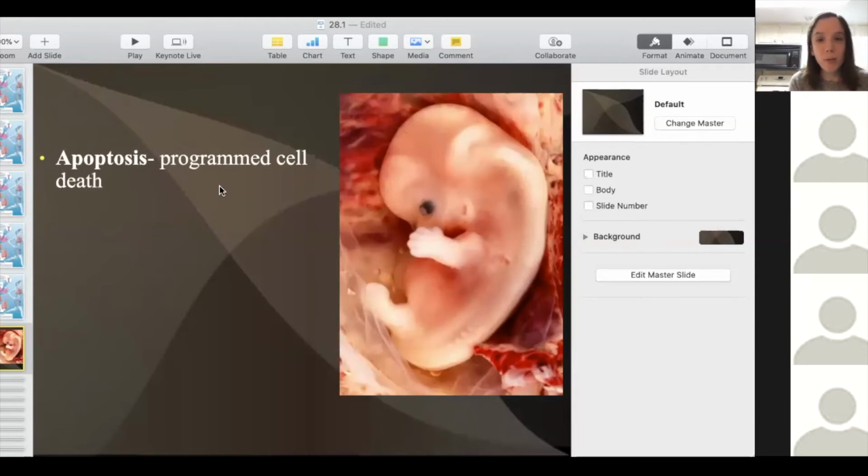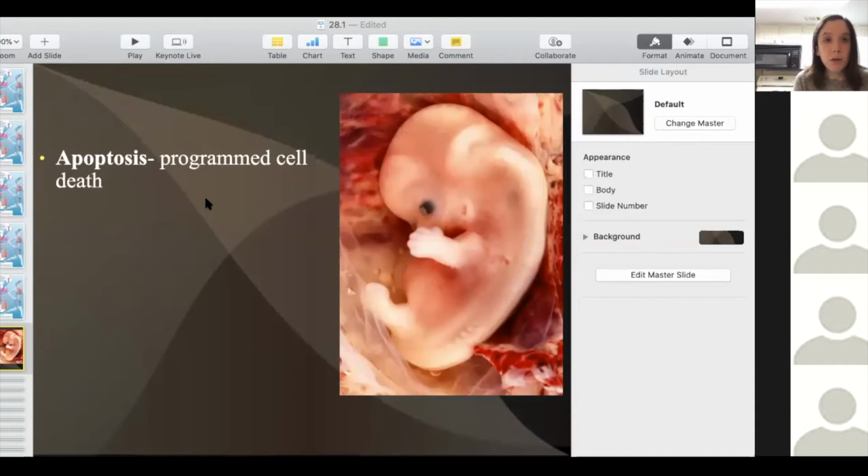Apoptosis is programmed cell death. And so some cells in your body are supposed to die after a certain amount of time. Your blood cells, for example, have about a 3-month lifespan. And every second you lose about 2 million blood cells. So they're constantly dying, but they're also being replaced as well.